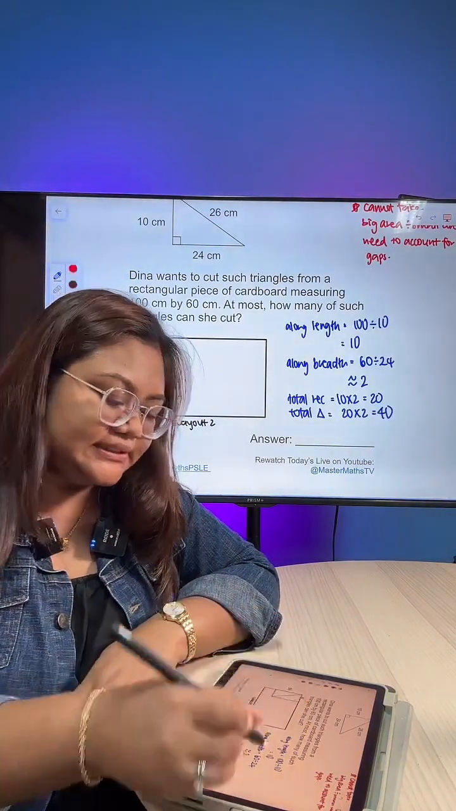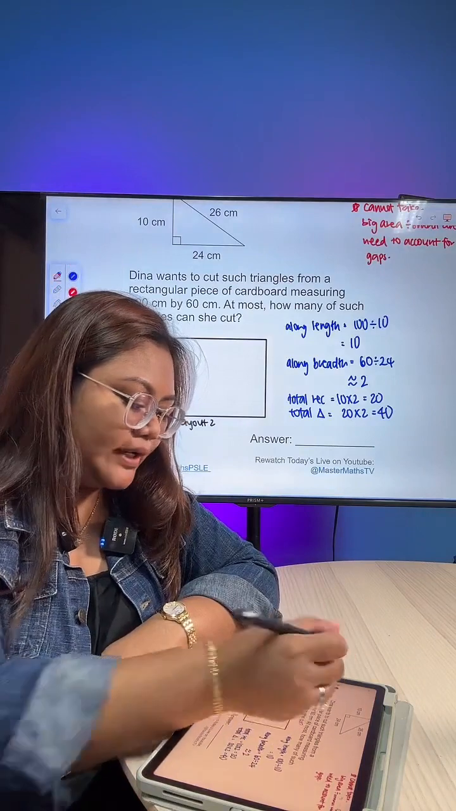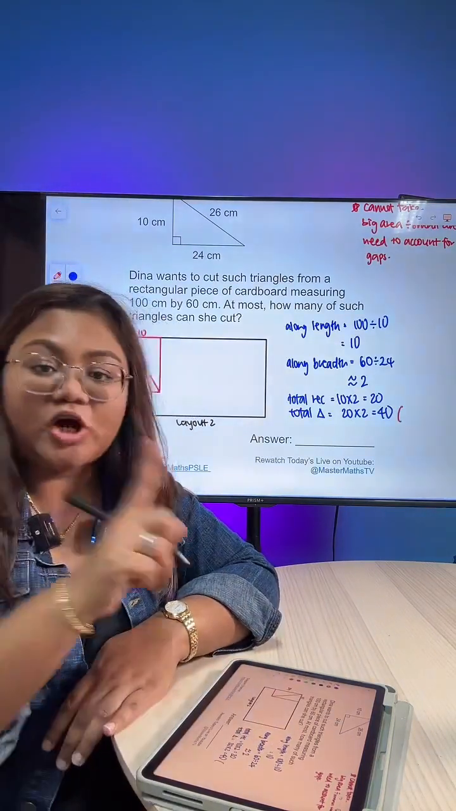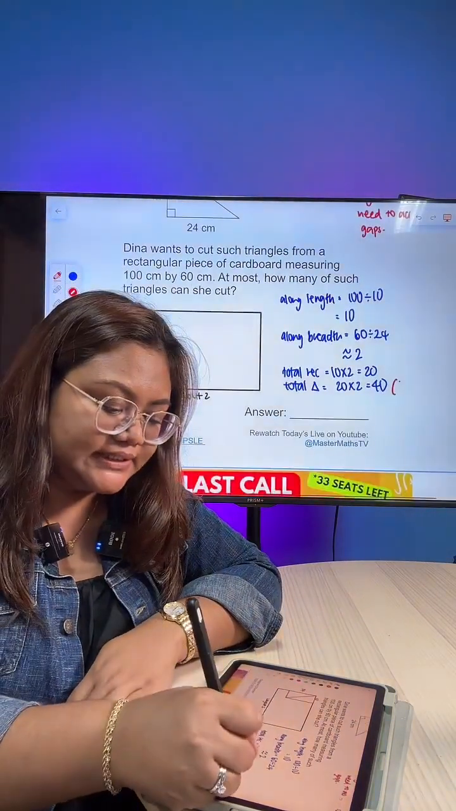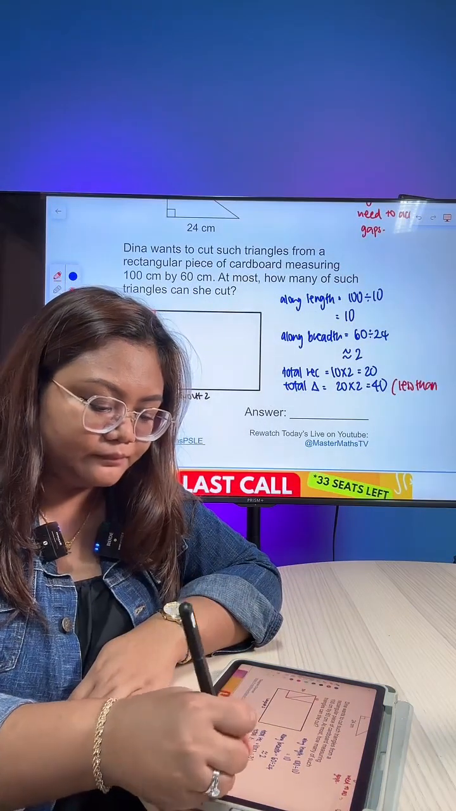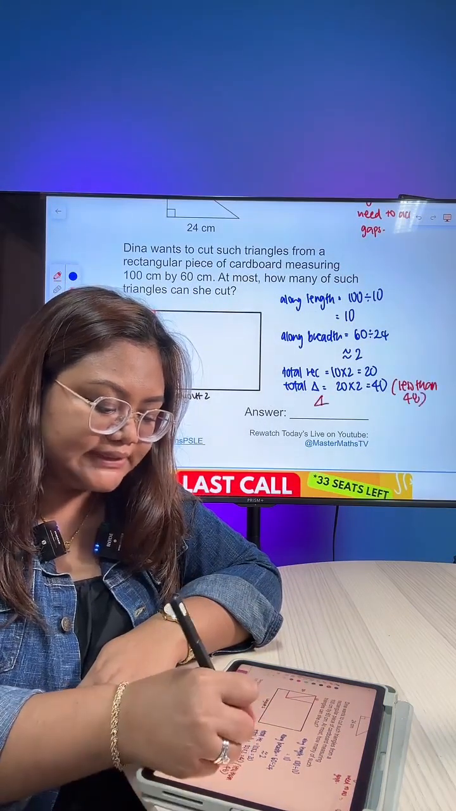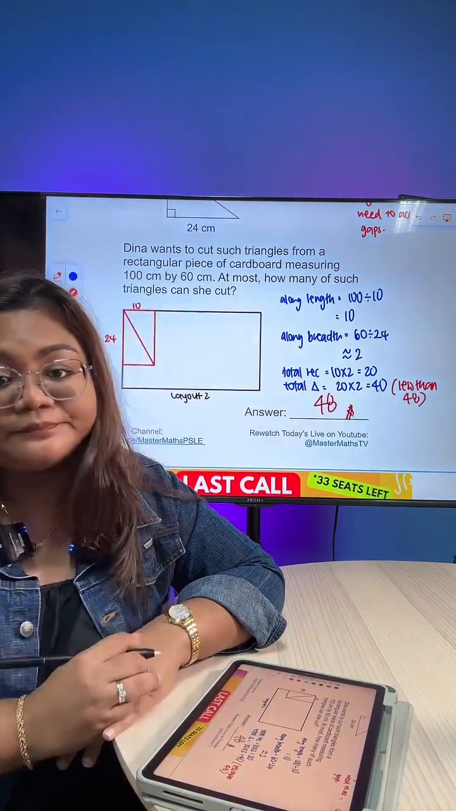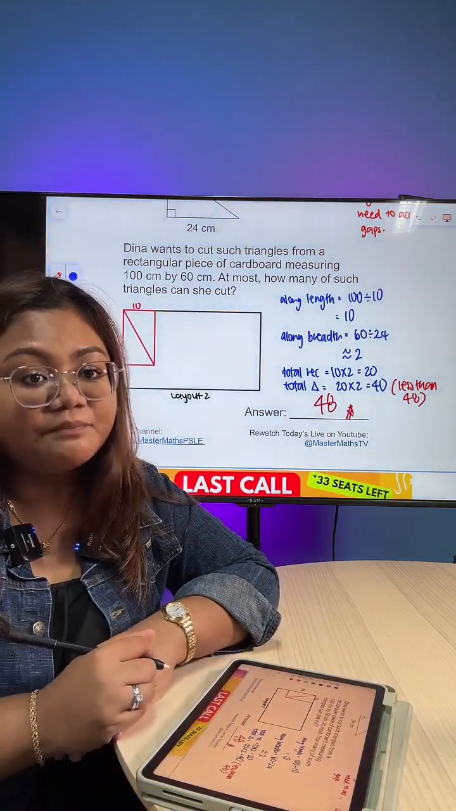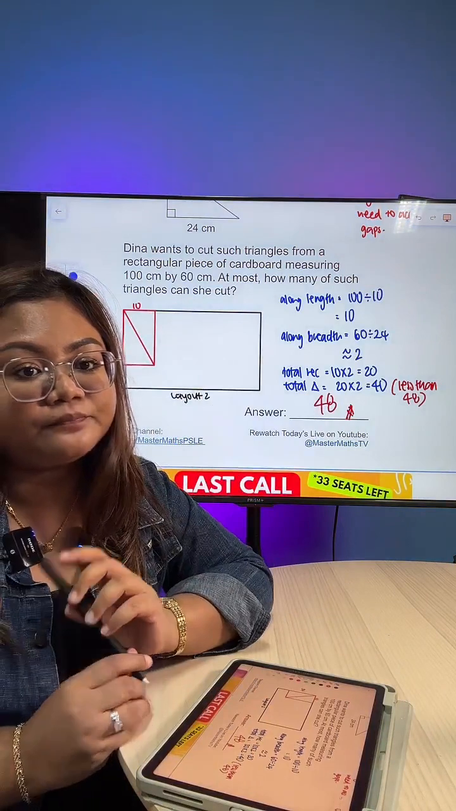So this is less than layout 1. Hence, this is not maximized. This is less than 48. So my answer is still 48. Got it? My answer is still 48. Clear?